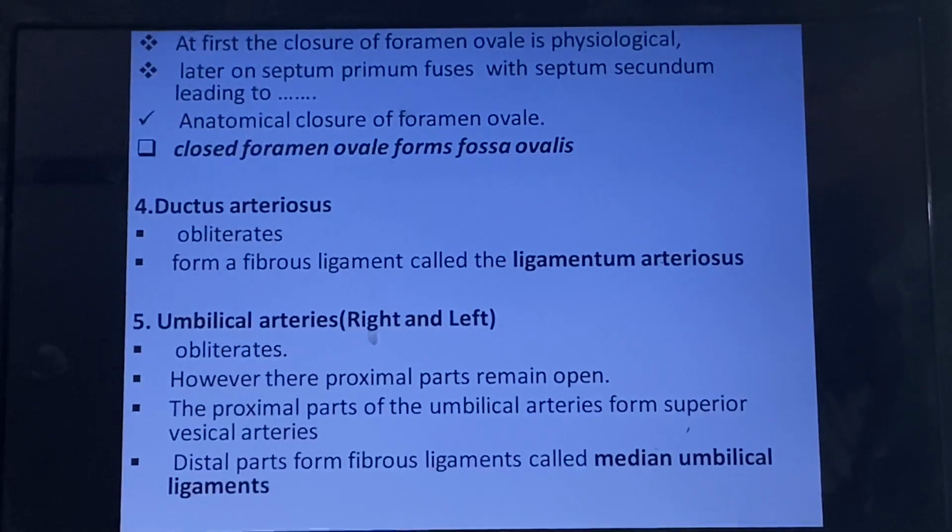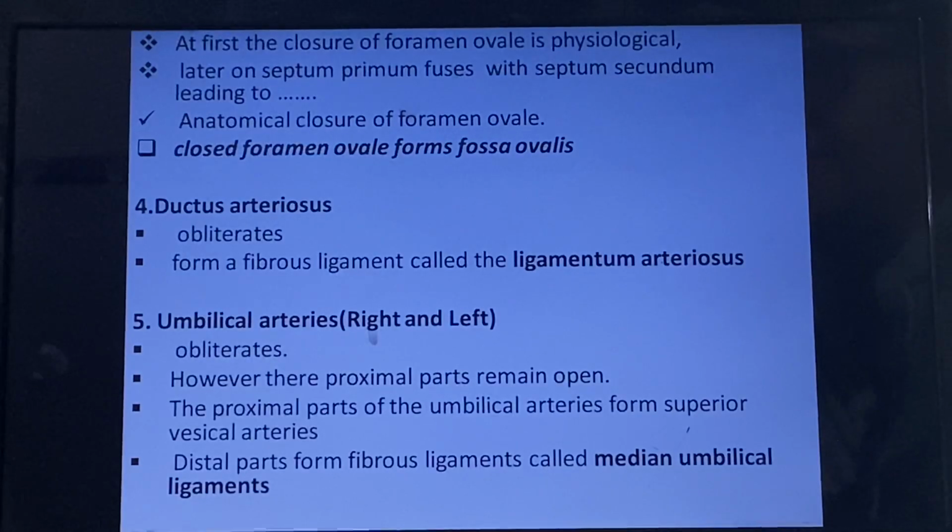At first, the closure of the foramen ovale is physiological. Later on, the septum primum fuses with the septum secundum, leading to anatomical closure of the foramen ovale. So the closed foramen ovale forms the fossa ovalis, you know it. The next change: the ductus arteriosus obliterates and the remnant is known as ligamentum arteriosum.